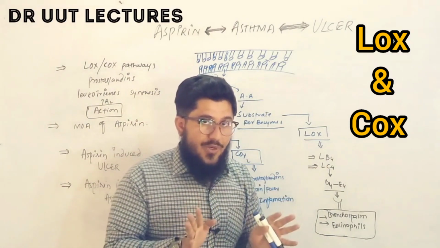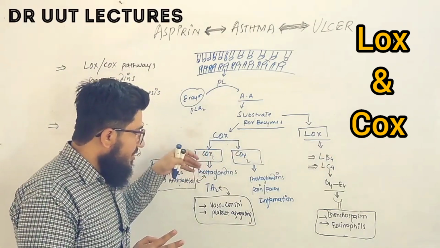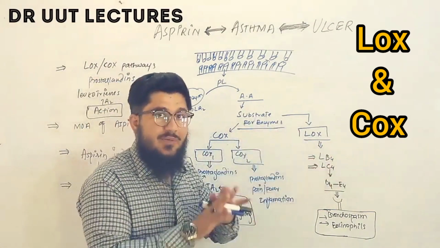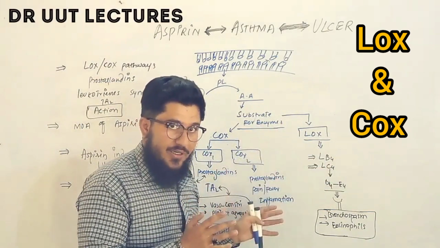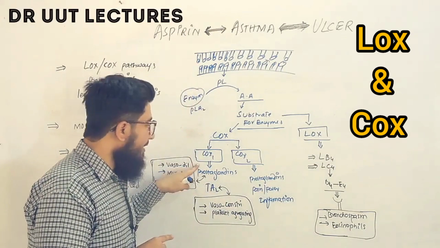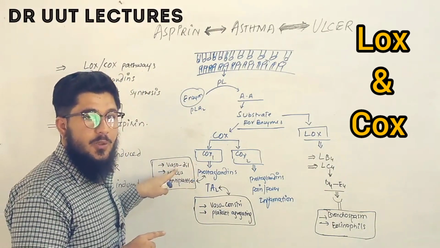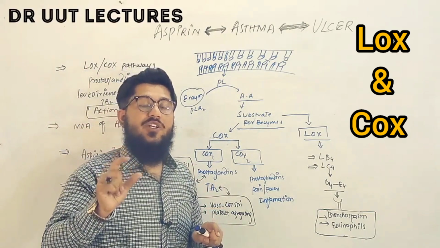So like this, we got both the pathways: according to the COX pathway and LOX pathway, the prostaglandins, thromboxanes, and leukotrienes are produced. Pathways are cleared. Now let's come towards the actions. Prostaglandins produced through the COX-1 are responsible to do the vasodilation, mainly renal vasodilation.